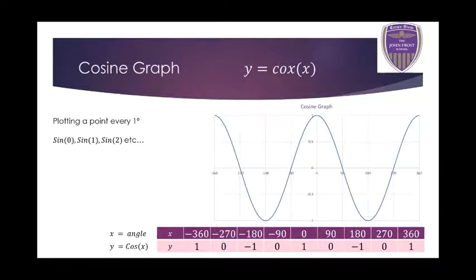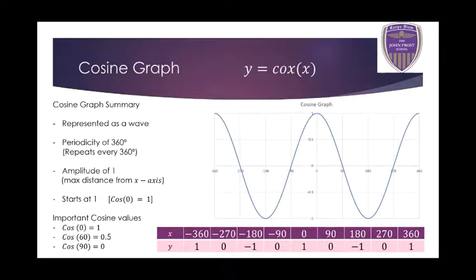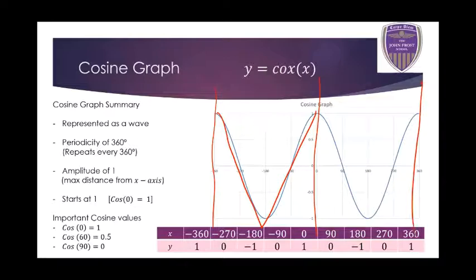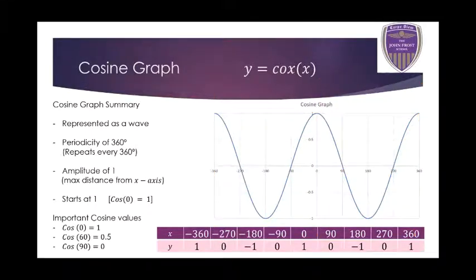But for now, let's talk about the summary of the cosine graph. So, like the sine graph, it is represented as a wave. So it's got rises and falls, just like a wave. Also like the sine graph, it has a periodicity of 360 degrees. So if we look in the first 360, we've almost got a V shape. And if we look in the second 360 degrees, we've got another V shape, okay? So because it repeats every 360 degrees, we say it has a periodicity of 360 degrees.